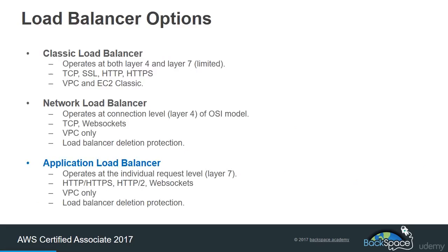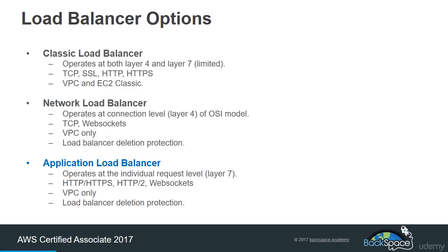The load balancer options that are available to us include the original classic load balancer. Now that has always operated at both layer 4 and layer 7, but it's only provided really limited functionality at layer 7. So at layer 4, it's been offering us standard TCP support, but also at layer 7, it's giving us HTTP and HTTPS support as well. But it doesn't support WebSockets, and so that is obviously a limitation at that layer 7 functionality. It supports VPC and EC2 classic instances.